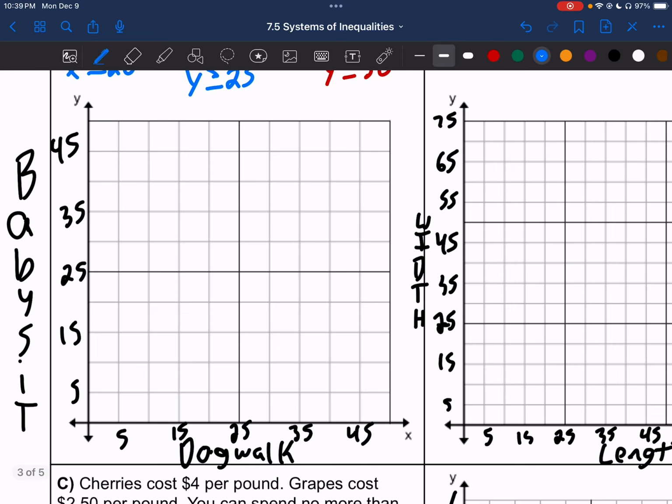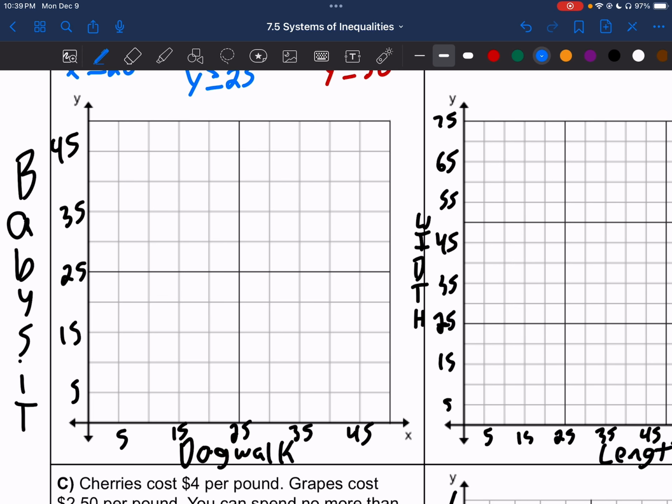So I already set up my units. I went with a scale of every line is worth 5 on my grid for the x-axis and the y-axis. So 5 hours per line. We have dog walking on the x-axis, babysitting on the left, on the y-axis. Make sure that when you are doing your own work, you have those things on your graph. You should always label your units, and you should always label your scale on your graphs. Always. That is the expectation.